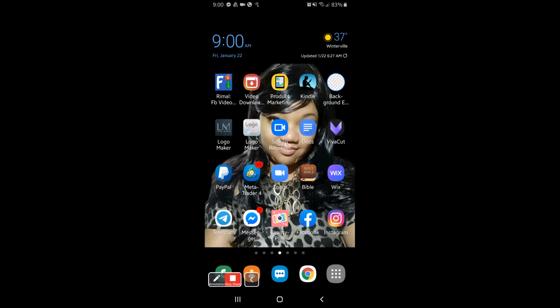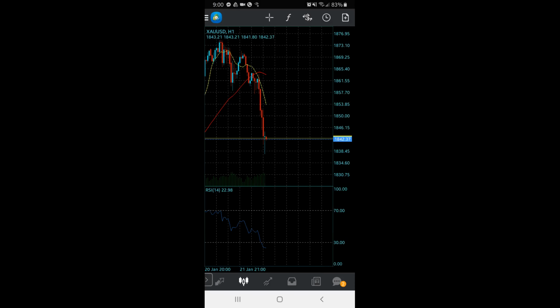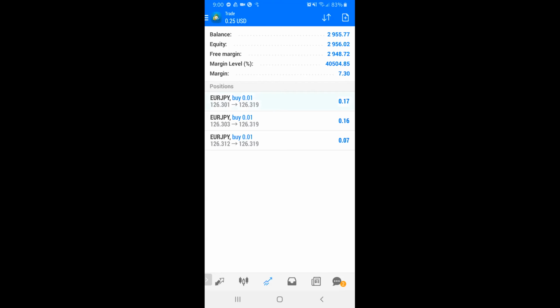Okay, so this is my mobile app of Metatrader4. Have you seen this? Oh, I've got that. Yeah, I've got that on my phone. Okay, good. All right.